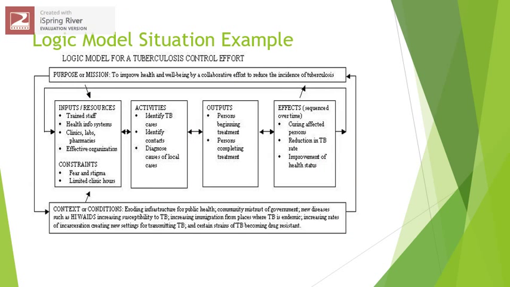Here is an example of a logic model used to control tuberculosis. The inputs for the situation were trained staff, clinics, labs, pharmacies, and health info sessions to help educate the public. These are the intended resources to plan, implement, and evaluate the program. The output is people beginning and completing treatment for tuberculosis. Lastly, the effects or outcome are reduction in TB, otherwise known as tuberculosis, better health statuses, and curing infected individuals. Displayed are all 3 components of a logic model.